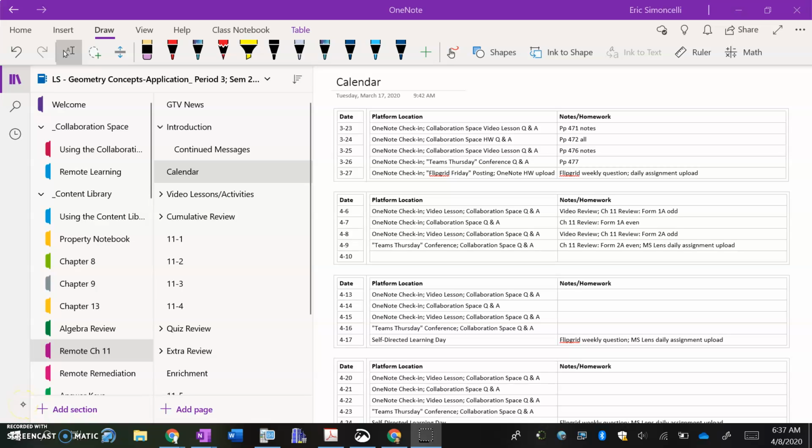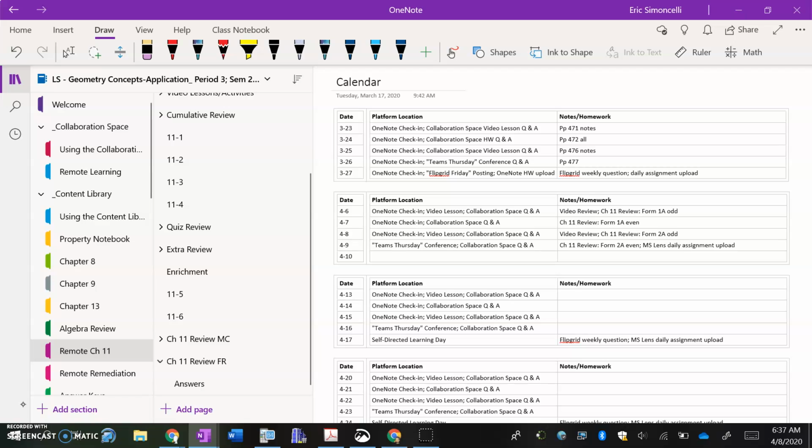Hello, students. Today we're going to be taking a look at our Chapter 11 review, Form 2A odd select questions. So let's take a look. Now, Form 2A is the free response portion. You should have hopefully completed the multiple choice portion over the past couple days here. So let's take a look.